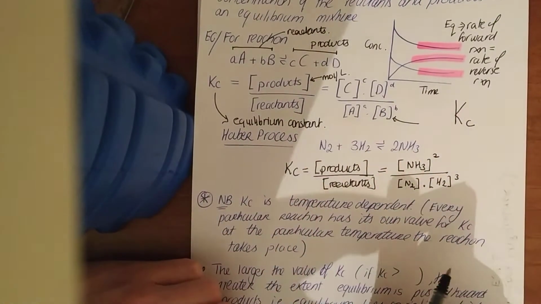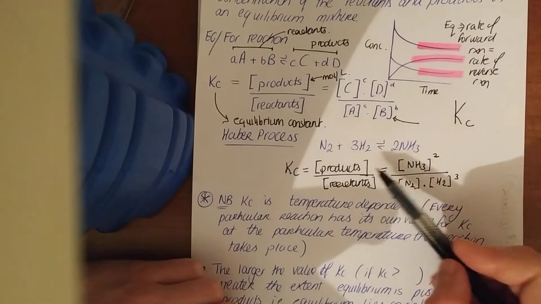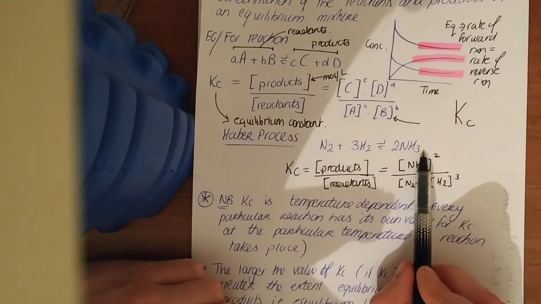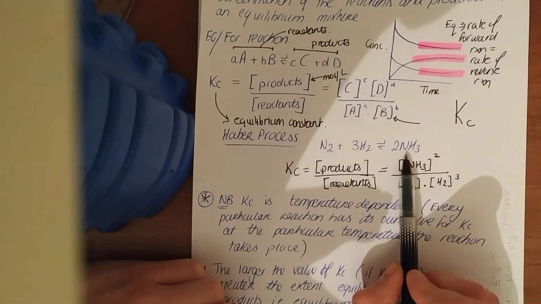Now, when we get a value, if the value is bigger than 1, because the numerator is bigger than the denominator, that means more products are being formed. The bigger the value, the greater the extent to which the products are being formed.